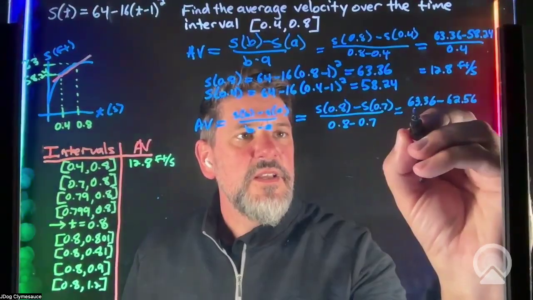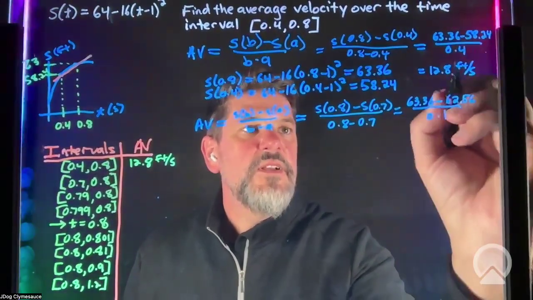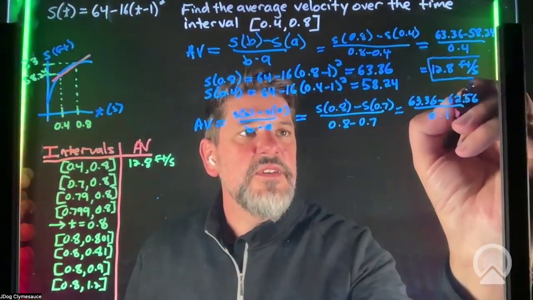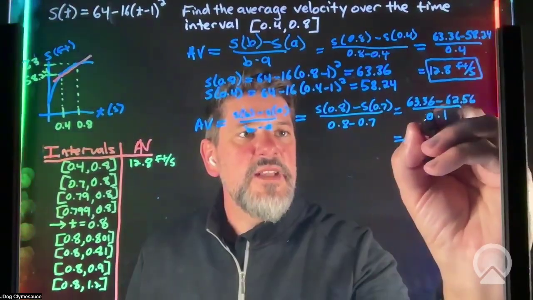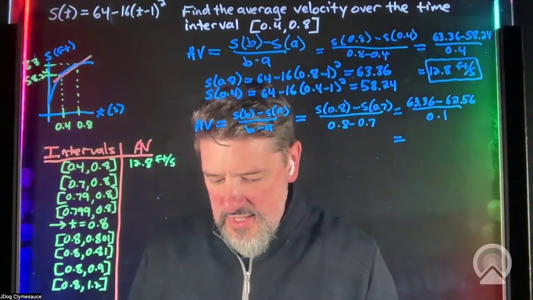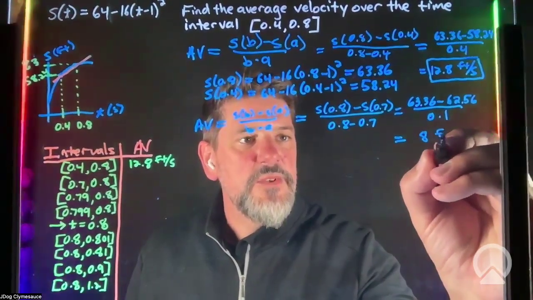62.56, and that's all over. 0.8 minus 0.7 is 0.1. Let me box this, by the way, because that was our important result. And so if you do the math on that, take that minus that and divide it by 0.1, you're going to come out with a solid 8 feet per second.